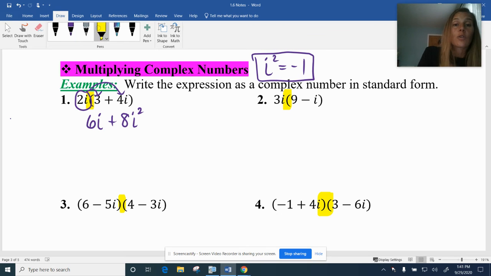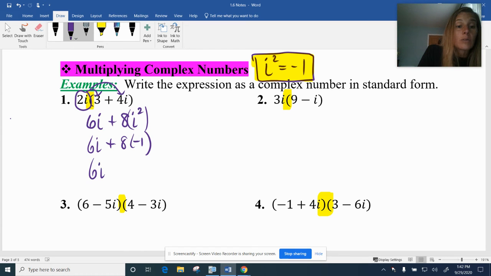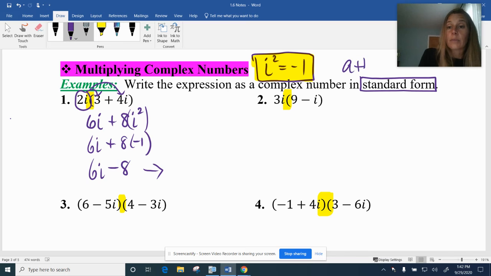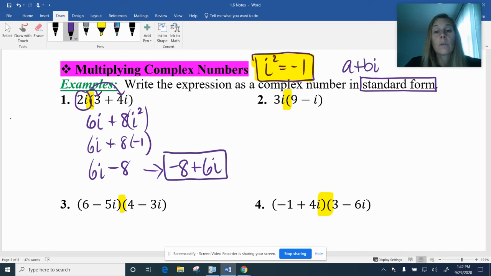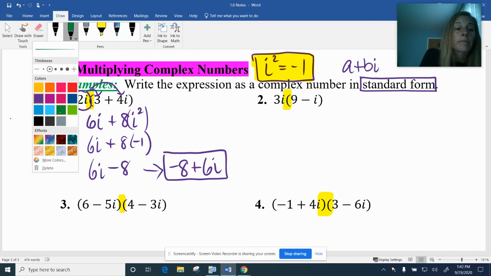So because we have an i squared in our answer, we're not finished. So what I need to do now is replace the i squared with a negative 1. And every time you do that, basically what's going to happen is it's going to switch the signs. Instead of it being plus 8, now it's going to be minus 8. And we're basically done, except it does have to be in standard form. Okay, that's your a plus bi. So my negative 8 needs to come first, and then my positive 6i needs to come second. And notice the sign in front of the number always stays in front of that number. All right, so let's take a look at the next one.